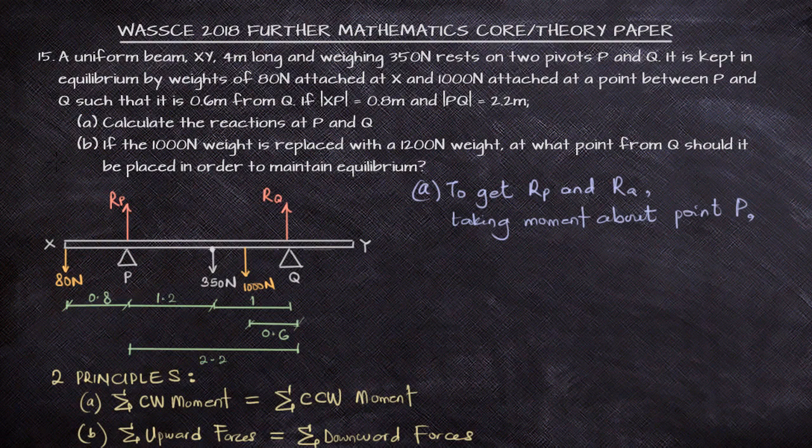Looking at point P, we should recollect that the moment is the product of force multiplied by the perpendicular distance over which the force is acting. Not just the distance, it's the perpendicular distance. Using the principle that counterclockwise moment equals clockwise moment, our 80 Newton will be a counterclockwise moment around P. The 350 and 1000 Newton weights will be clockwise moments around P. Then the reaction RQ will be a clockwise moment. There won't be any reaction at P because that's the point where we are taking our moment from. So, summing these and equating them, we can solve for the reaction at Q.